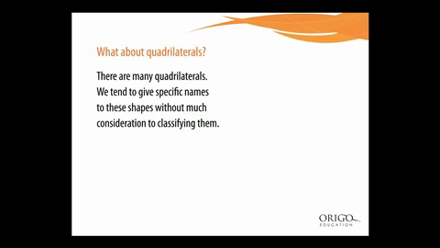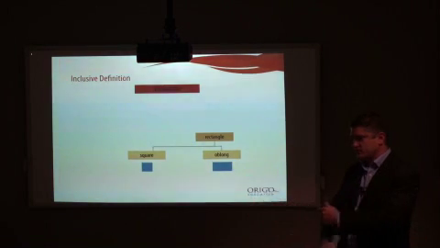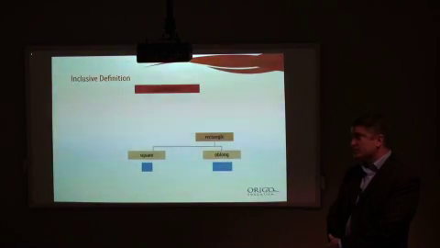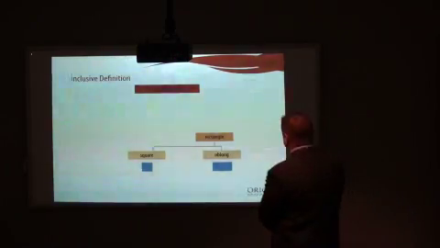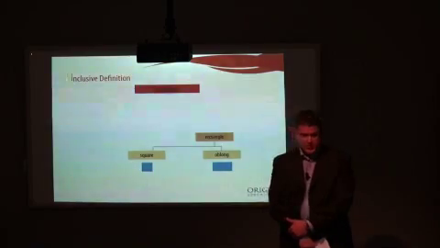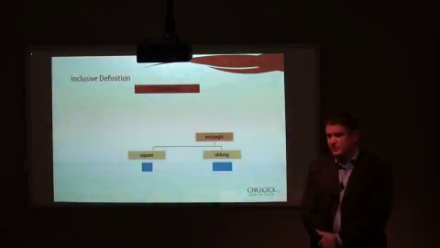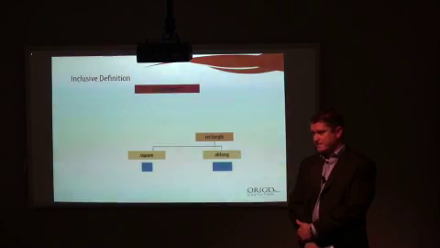Here's the inclusive definition. What's a rectangle? You tell me, what is a rectangle? Opposite sides of the same length. What else? Essentially, a rectangle is a shape which has two pairs of parallel sides, and all angles are equal. That's all you'd have to say.